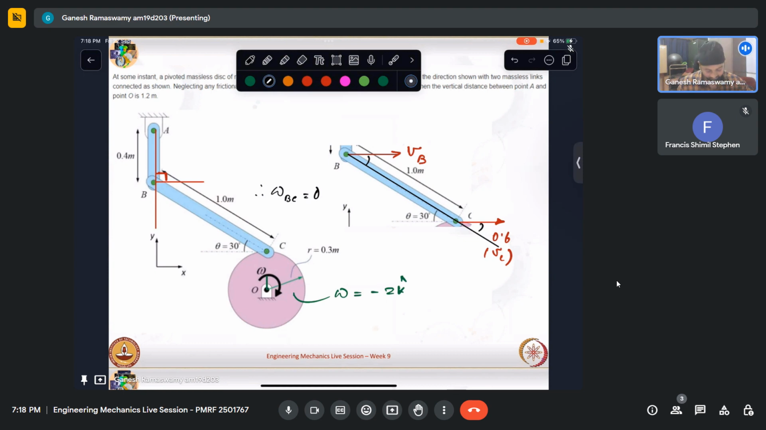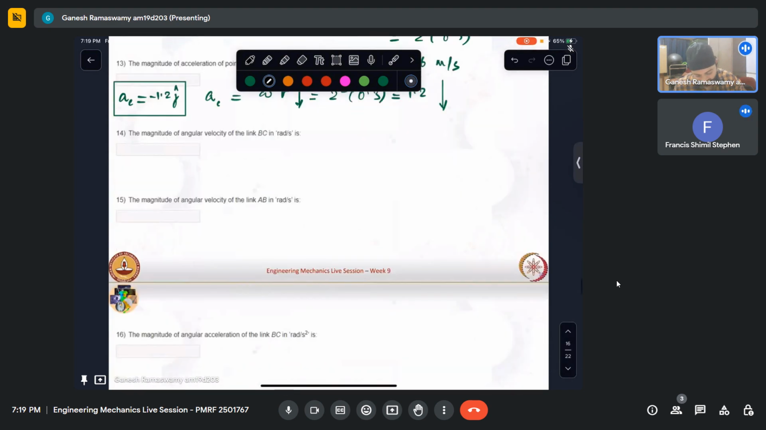I hope that is clear. So there is no angular velocity.